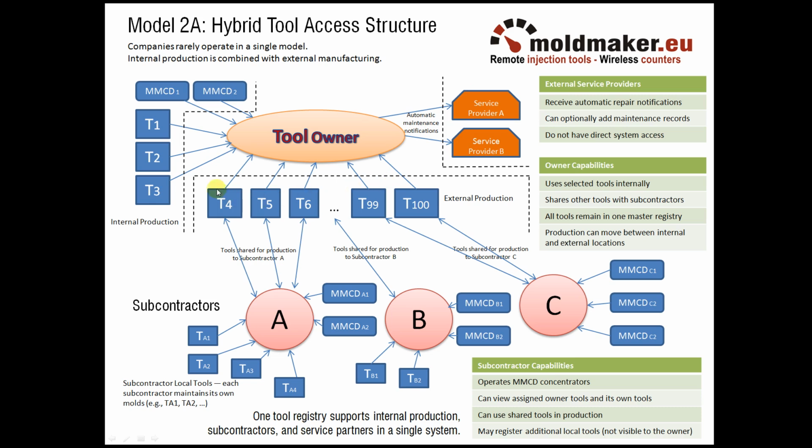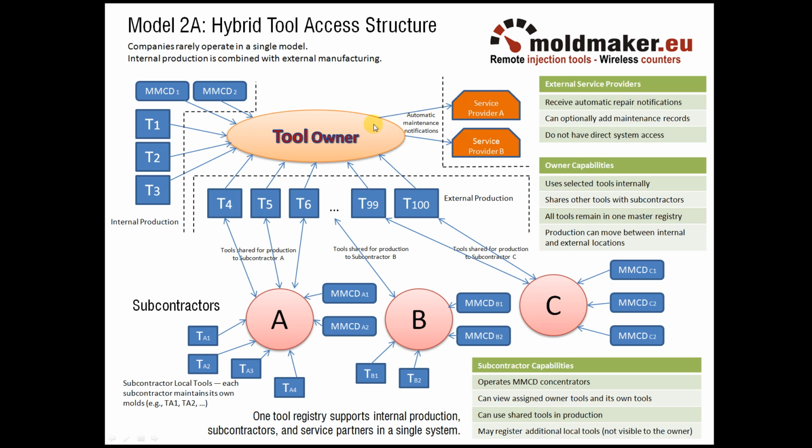It may produce parts in the owner's plant. It may be transferred to a subcontractor. It may go to a tool shop for repair, and later return again to production. In such an environment, no single participant has the complete picture. The operator only sees production in their plant. The subcontractor only sees their part of the production. The service company only sees the repair work.